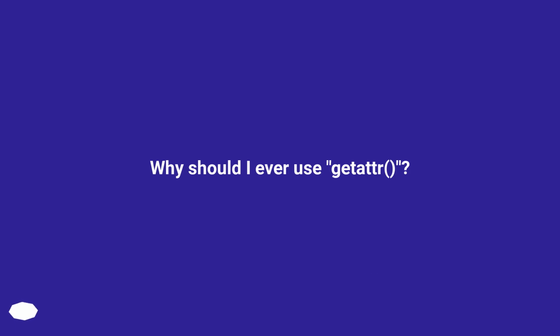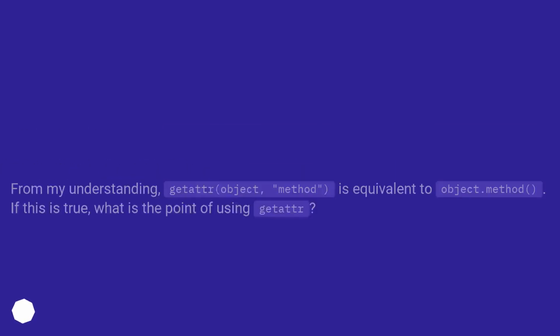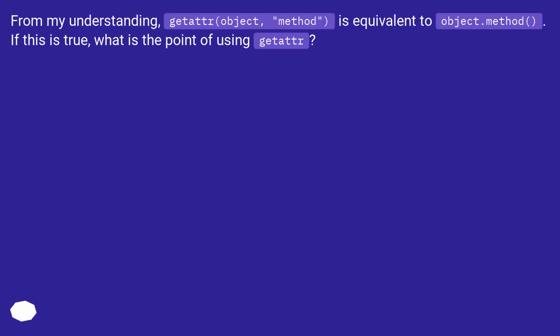Why should I ever use getattr? From my understanding, getattr(object, method) is equivalent to object.method. If this is true, what is the point of using getattr?